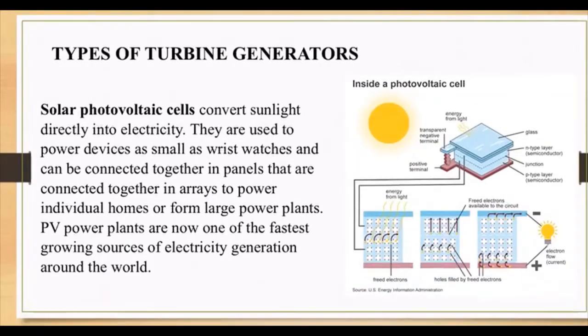For example, solar photovoltaic cells convert sunlight directly into electricity. They are commonly used to power devices as small as a wristwatch and can be connected together in panels, which are connected together in arrays to power individual homes or form large power plants. PV power plants are now one of the fastest growing sources of electricity generation around the world.